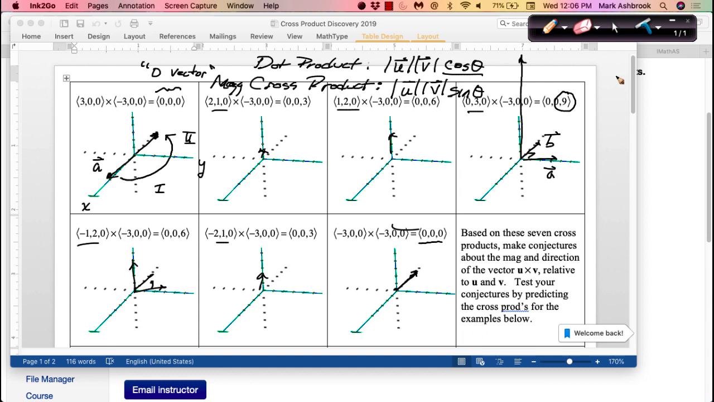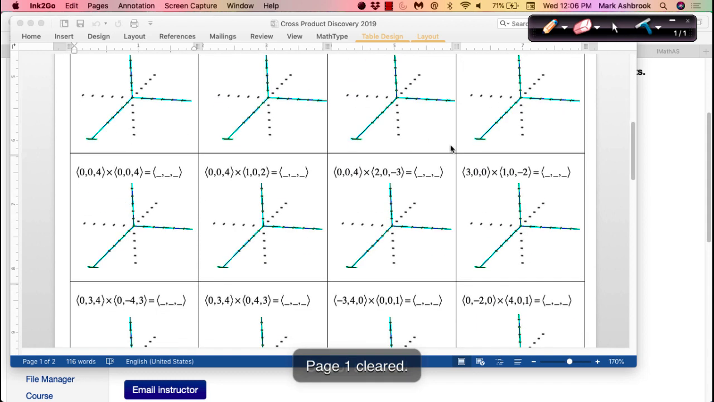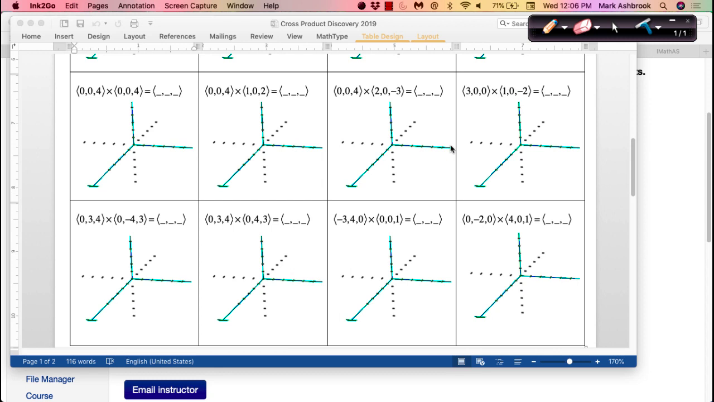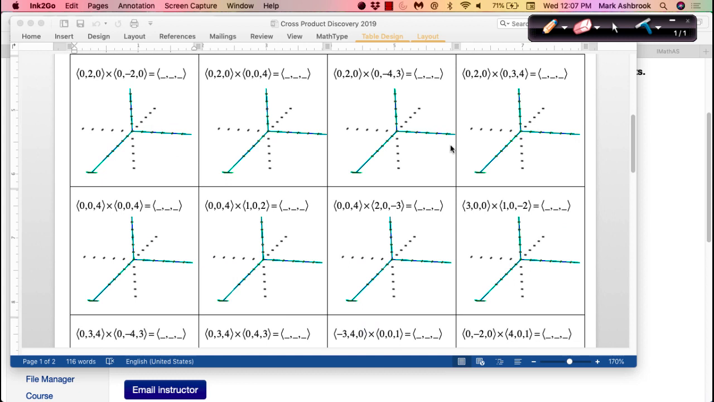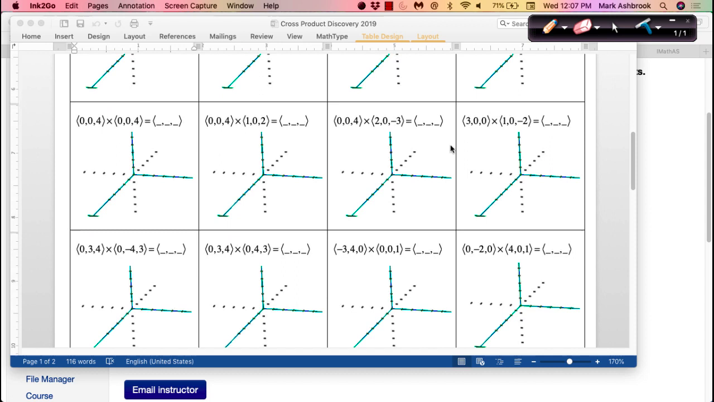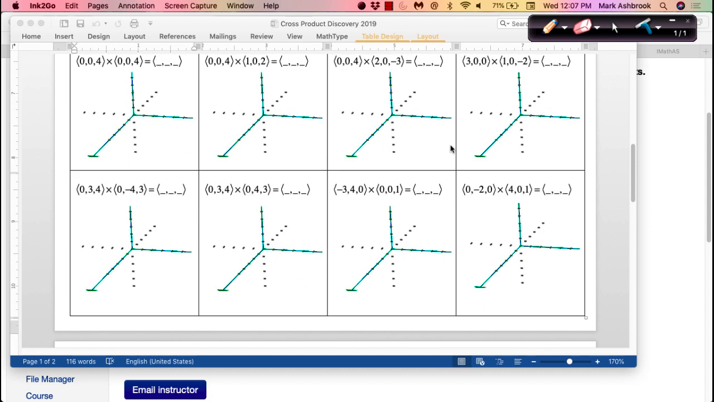Okay, so let's look at an example down below. Let's look at the last one. So let's sketch those two vectors. 0, negative 2, 0 would be this. And then 4, 0, 1 would be like this.